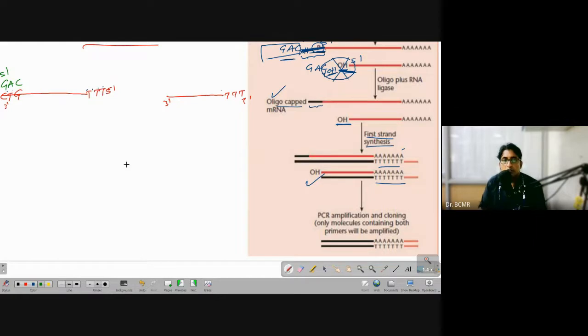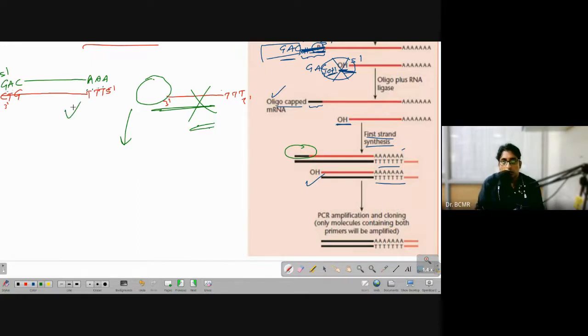The second strand will be synthesized in this case like this. But there is no GAC, or the primer that we have added, the primer specific to the oligo is not present here. So the second cDNA strand will not form in this case. It will form only here.